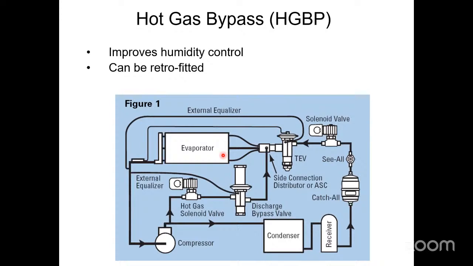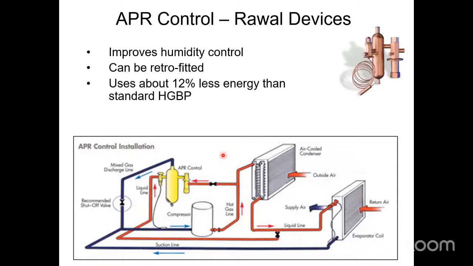Another similar thing to hot gas bypass is APR control. Specifically, there's a manufacturer called Rawl that makes these. There may be others that make it. I don't really know, but everybody uses this one. So this is the one that sounds familiar to me, right? Their device does basically the same thing. And when you look at stuff, yeah, the hot gas comes off the compressor. Some of it goes to the condenser coil. Some of it goes through their APR raw device. And if you follow the line, eventually it gets injected right back into the evaporator.